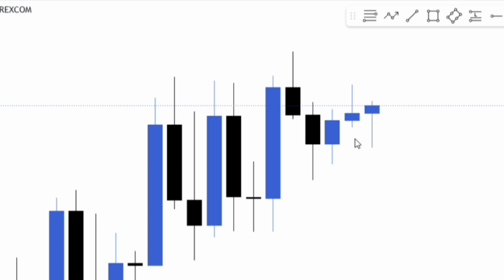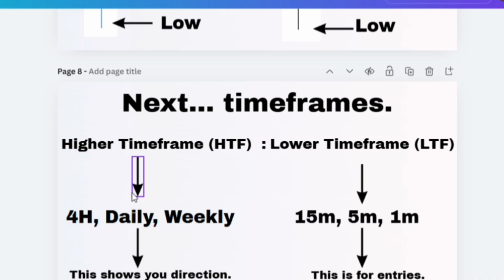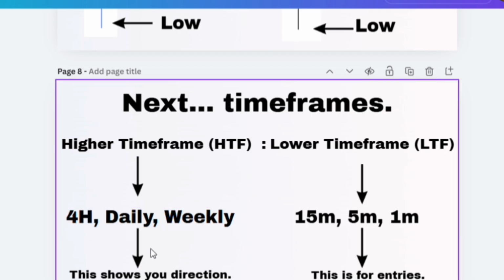So now time frames are just different views of the same particular market, and I have broken down everything into smaller pieces for you to understand. Now the higher time frame equals the 4 hour time frame, the daily time frame, and the weekly time frame. What is the work of it?